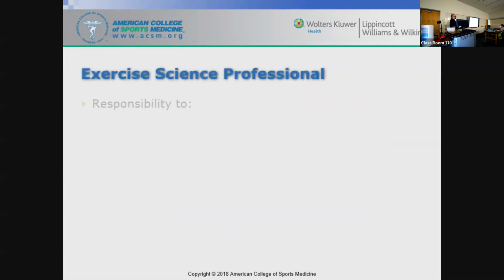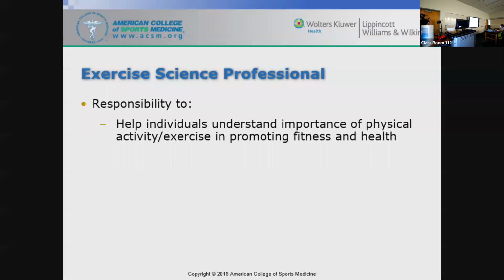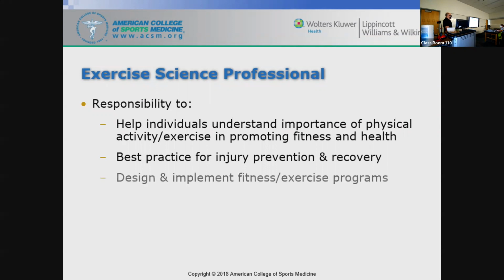So, the exercise science professional and their responsibilities: helping individuals understand the importance of physical activity, exercise, and promoting fitness and health. Best practices for injury protection. Preventing any injuries from occurring is arguably the number 1 goal. And then any recovery, rehabilitation, or therapy afterward if somebody does suffer an injury. And designing and implementing fitness and exercise programs. It can be cardio related, or it could be strength training related, could be rehab.